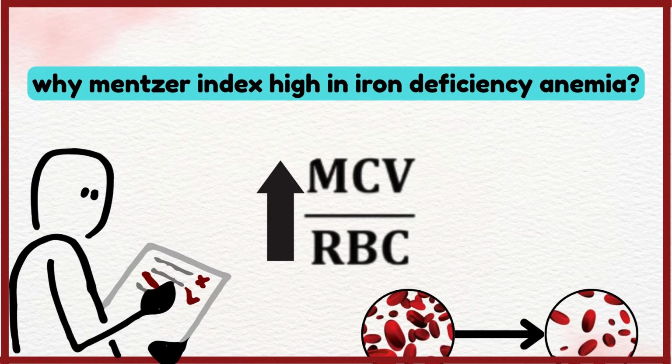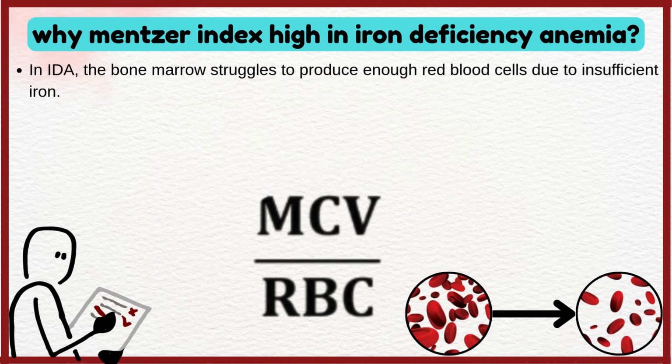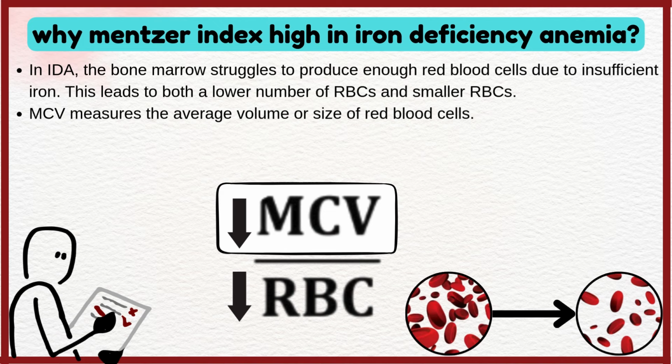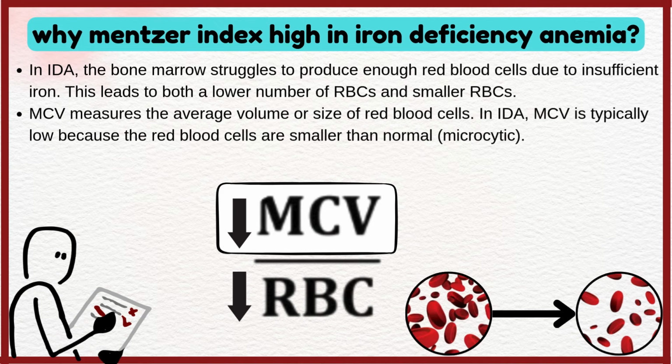Why is the Mentzer Index high in iron deficiency anemia? In iron deficiency anemia, the bone marrow struggles to produce enough red blood cells due to insufficient iron. This leads to both a lower number of RBC and smaller RBC. MCV measures the average volume or size of red blood cells. In iron deficiency anemia, MCV is typically low because the red blood cells are smaller than normal, microcytic.